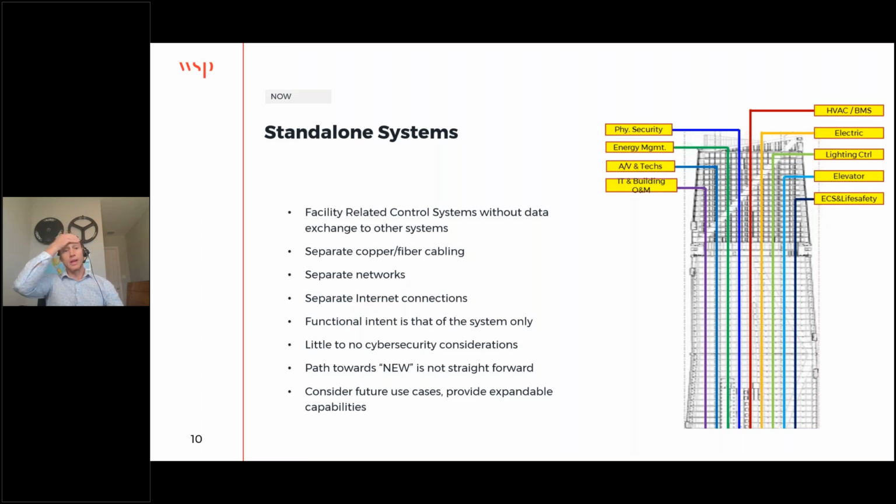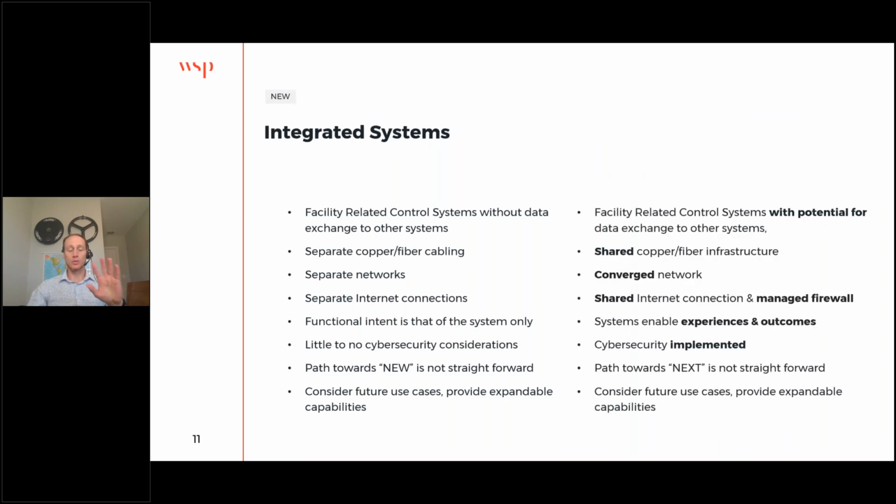If we think of the now, it's standalone systems. If we think specifically of digital and technology, standalone control systems, a lot of those control systems run on their own dedicated networks with their own internet connections, so increased capital expenditure cost as well as operational costs for ongoing maintenance and support of those systems. So now would be how our facility is currently operating. If we think of the new, we keep that list on the left as what was the now.